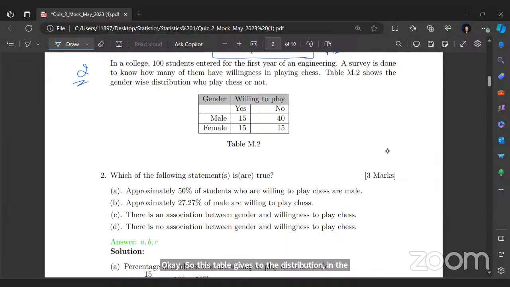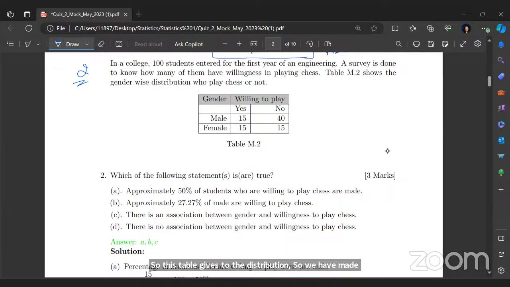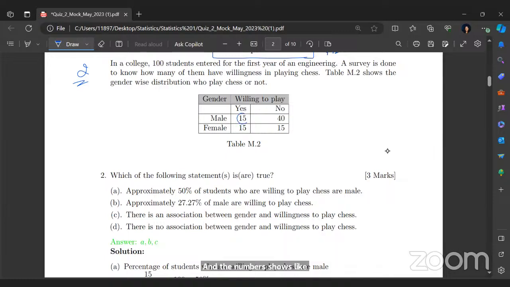So we have made this contingency table, and the numbers show that 15 male are willing to play the chess, 15 female are willing to play the chess, 40 male are not willing to play the chess, and 15 female are not willing to play the chess. So now using this table, can you select which among the following options are right?